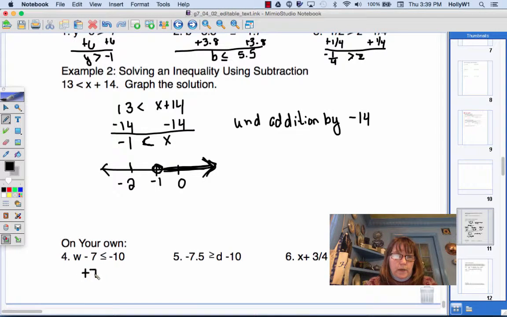So we're going to add 7 to both sides, since it's subtraction, so w is less than or equal to negative 3. And if we graph that, it looks like negative 3, negative 2, negative 4. It's less than or equal to, so it's a shaded in circle. Less than, so it means our arrow is going this way. That's kind of ugly, but it works.